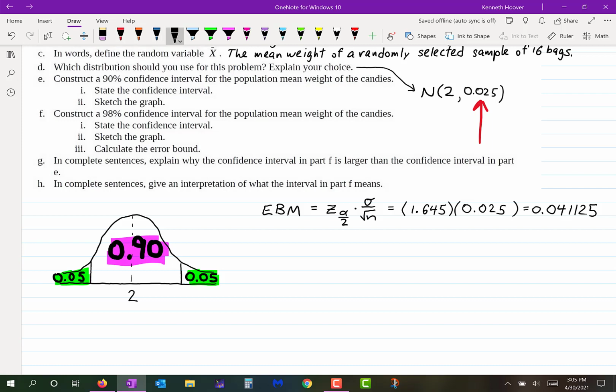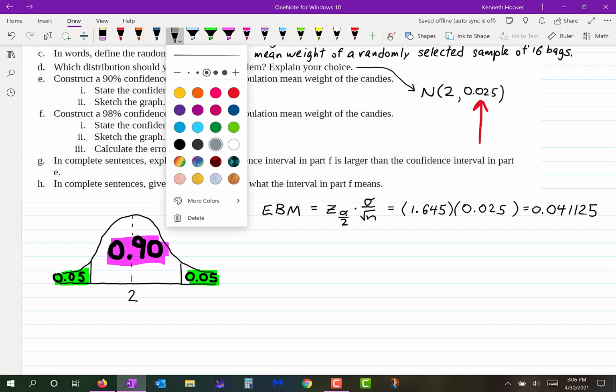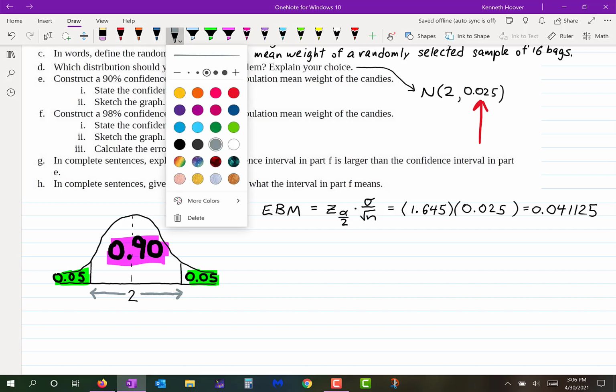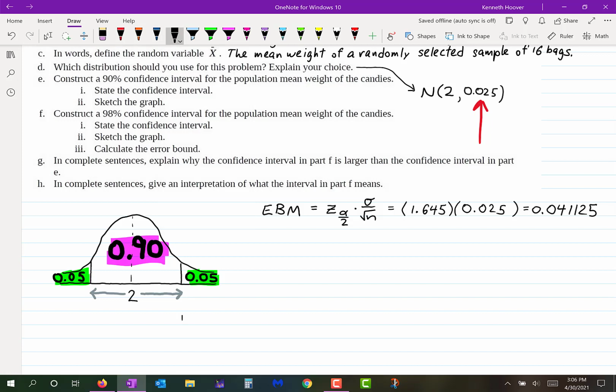So this number right here, by the way, let me point out that error bound in the picture. That is the distance from the center out to those lines, marking off the middle 90%. So this guy over here is 2 plus 0.04125, and this guy over here is 2 minus 0.04125.